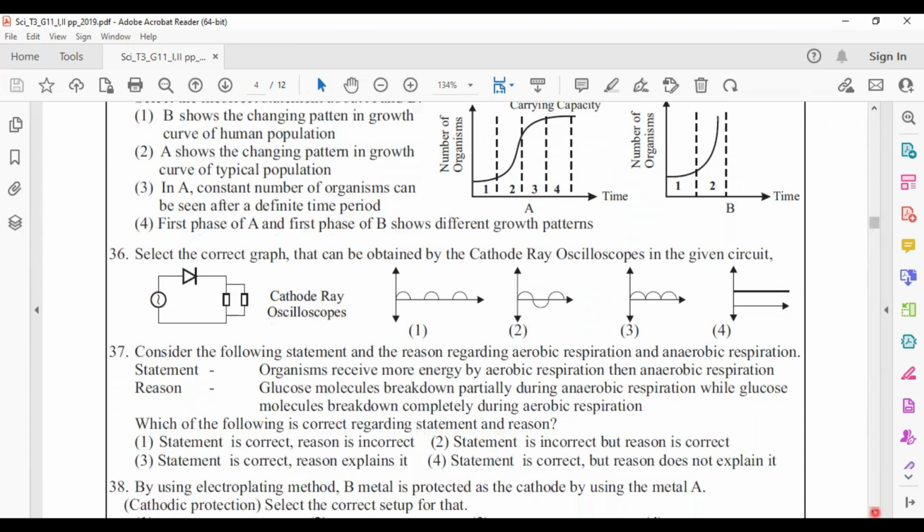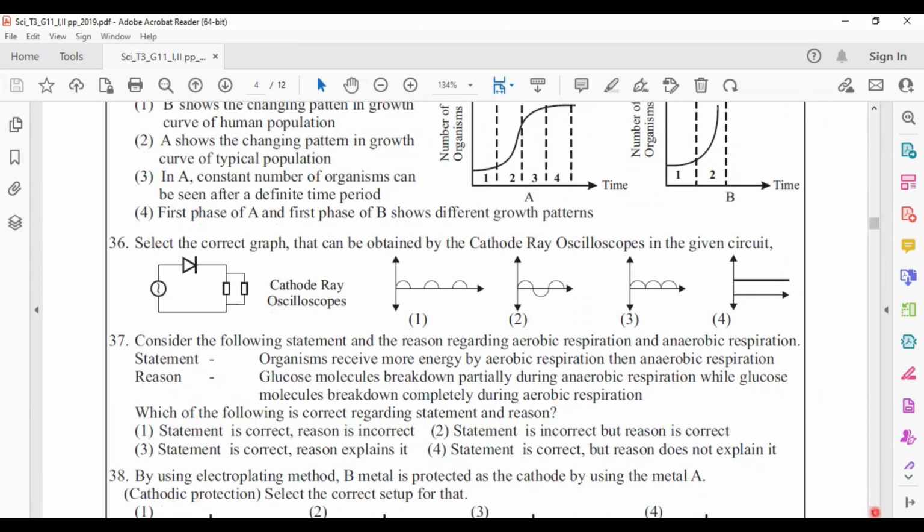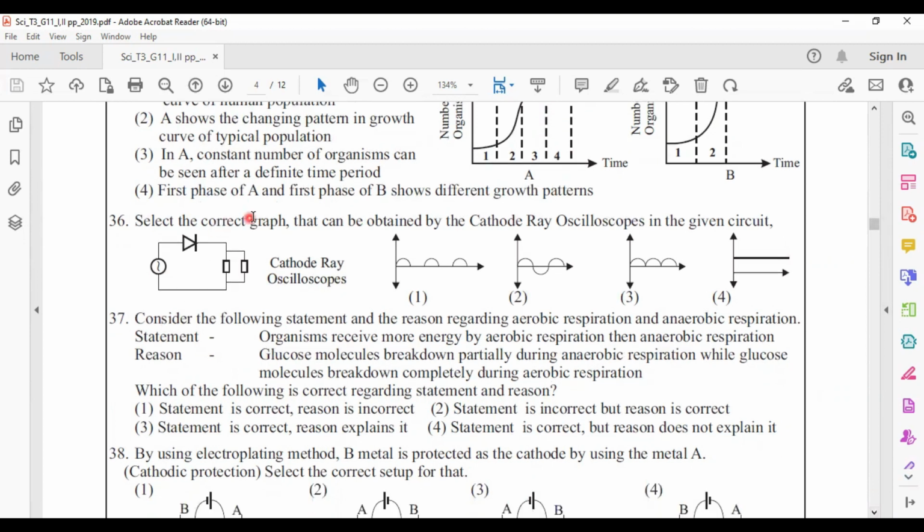Select the correct graph that can be obtained by the cathode ray oscilloscope in the given circuit. This circuit is used when we want to rectify alternating current into direct current. It is half wave rectification, answer number 1. By using this circuit, we can do half wave rectification. So answer number 1 is the correct answer here.